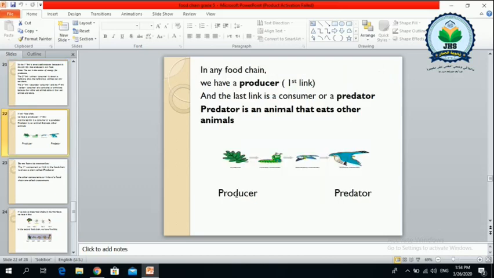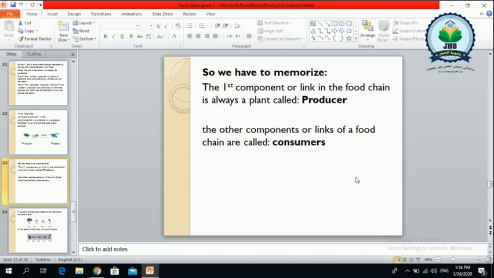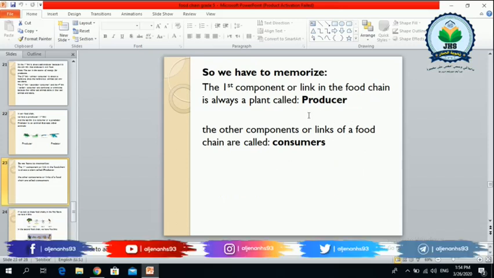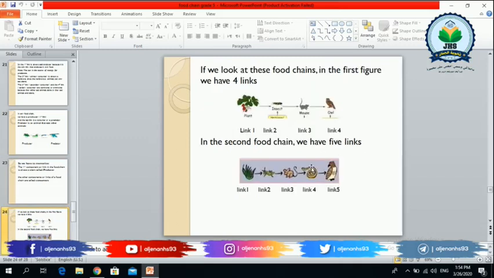In any food chain, we have a producer in the first link, and the last link is a consumer and can be called predator. Predator is an animal that eats other animals. So we have to memorize the first component or link in the food chain is always a plant and called producer, and the other components or links of a food chain are called consumers.